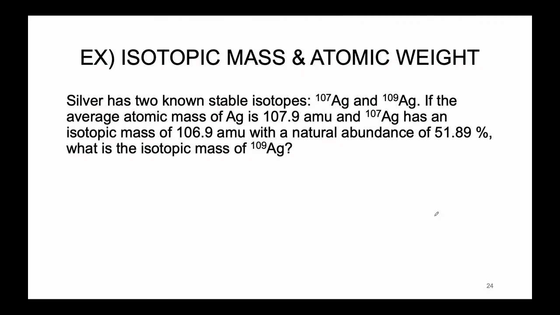Silver has 2 known stable isotopes, silver-107 and silver-109. If the average atomic mass that you can find on the periodic table for silver is 107.9 atomic mass units, and silver-107 has an isotopic mass of 106.9 atomic mass units with a natural abundance of 51.89%, what's the isotopic mass of silver-109? Again, take a brief moment, pause the video, break out the calculator, and see if you can solve this problem for yourself.